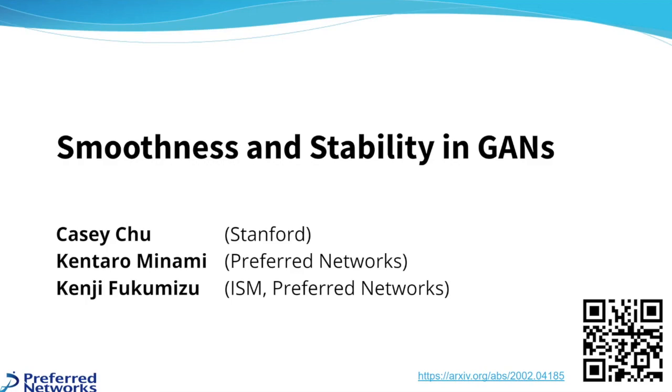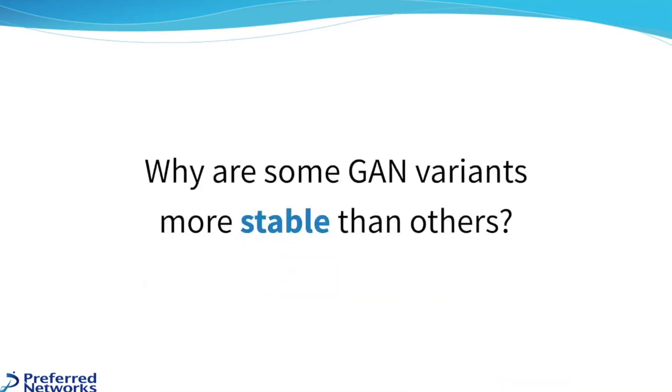Our work deals with the central question, why do some GAN variants seem to be more stable than others? Our work provides a new theoretical framework to answer this question.